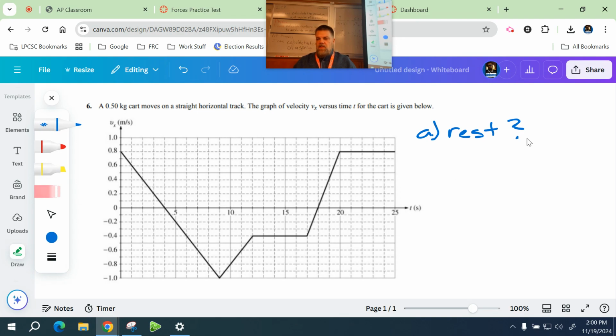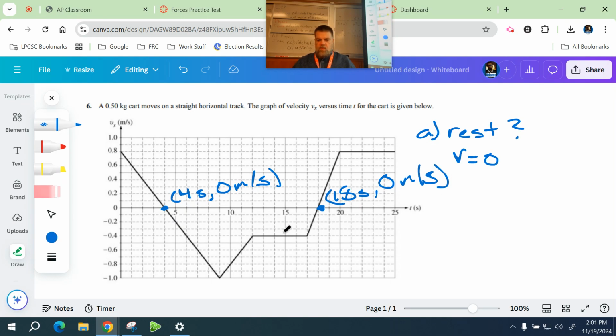And so what we're really looking for, it's at rest when the velocity equals 0. Okay, so right here, remember this is the velocity. So the y value, if you want to think of it in terms of x comma y, occurs at 4 seconds, comma 0 meters per second. Okay, and then also over here, that occurs at 18 seconds, comma 0 meters per second.